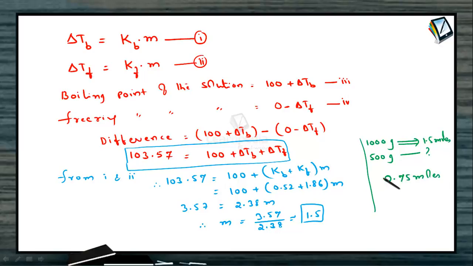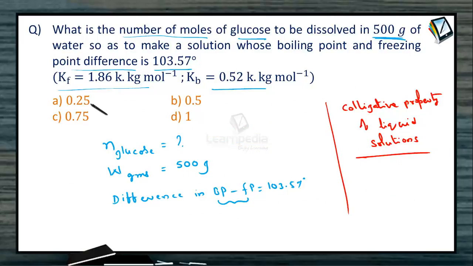So we are asked to calculate the number of moles of glucose dissolved. That comes out to be 0.75 moles. So the answer is 0.75. Let us check whether it is there in the options. So it is given as 0.25, wrong, 0.5, 0.75 is here. So C is the right option and 1 is wrong.